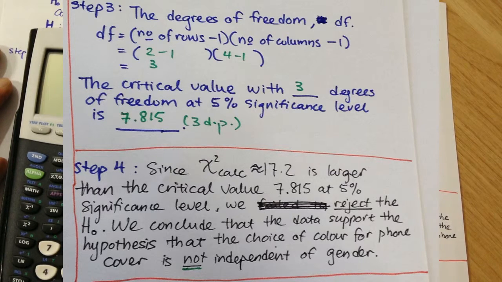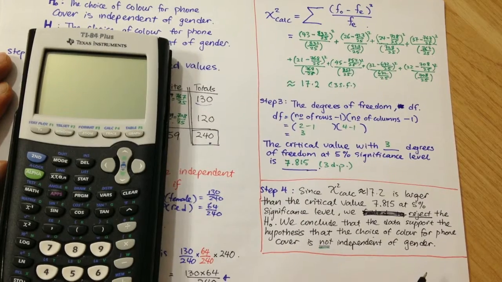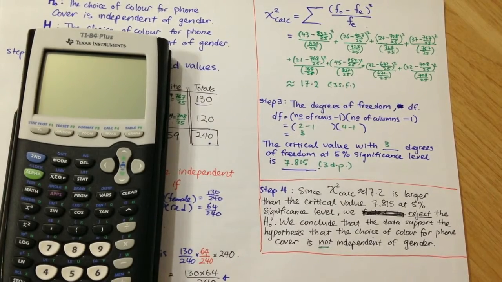That is, we have to conclude, based on the data, that the choice of the color for phone cover is not independent of gender. So all we know is that they're not independent. We do not know what the relationship is about.